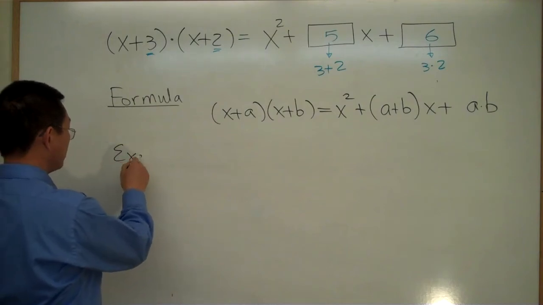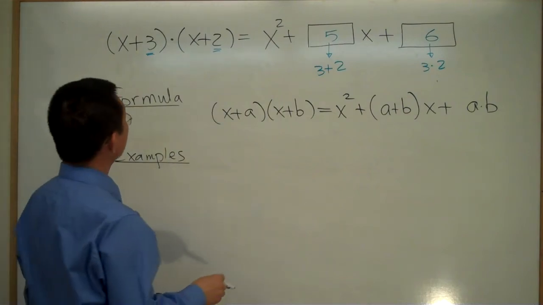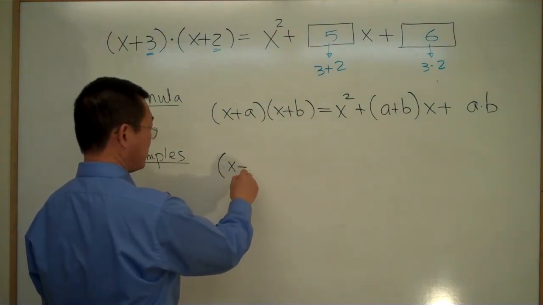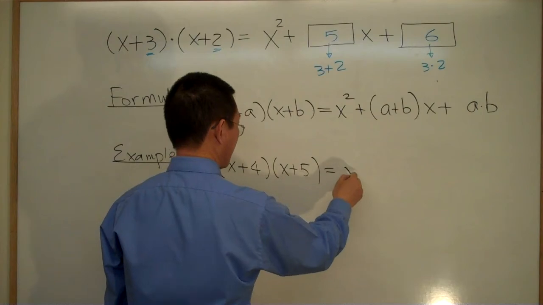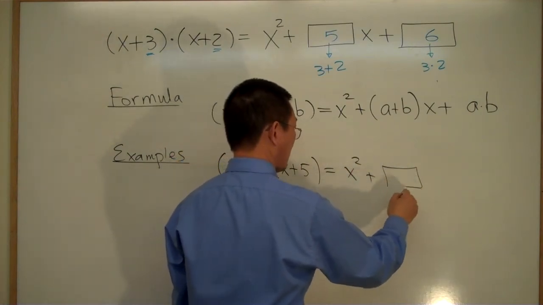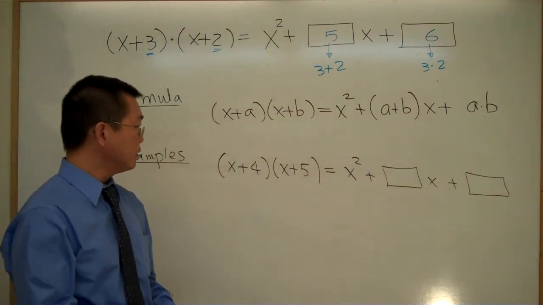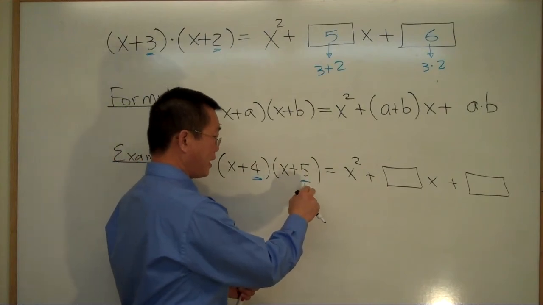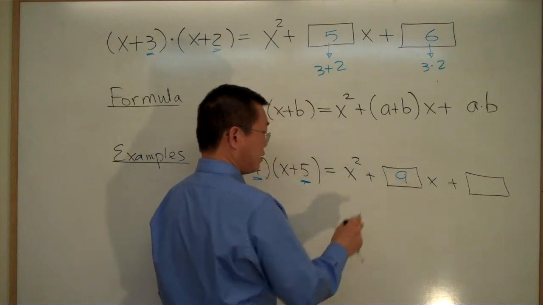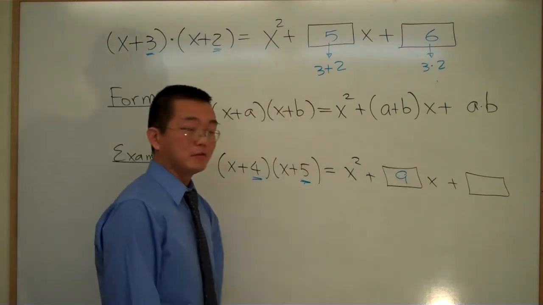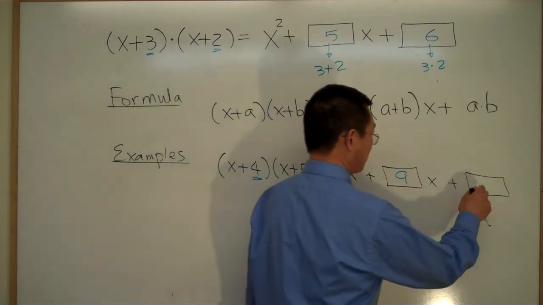So let's look at some examples. With this principle, you can probably say, okay, let's try. If I have x plus 4 times x plus 5, then this is x squared. And how many x and how many constant would I have? Since you've got 4 and 5, I would take their sum, that is 9. 4 plus 5, I put 9 here. Now the second empty space, I will fill in 4 times 5, which is 20.